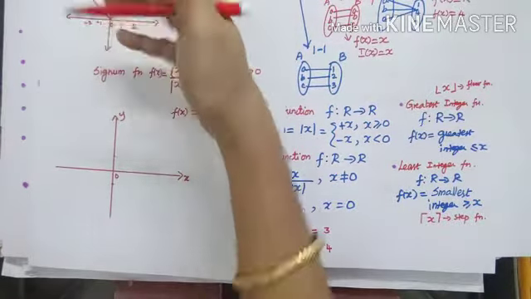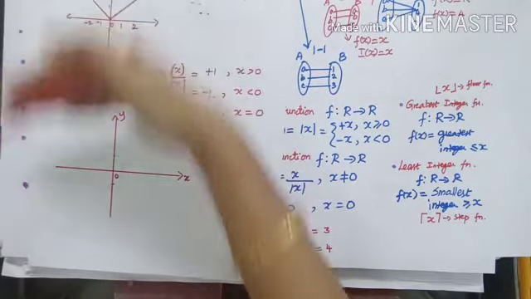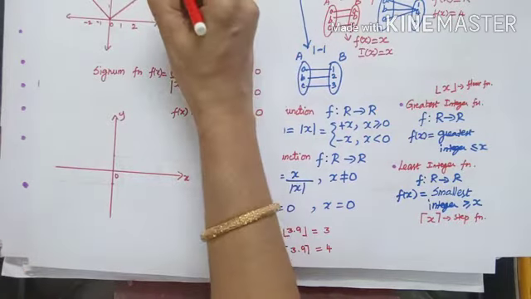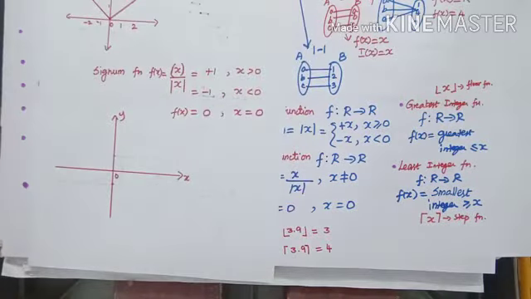So modulus is always in the first and second quadrant, here only. It will not come down. Y is not negative at all. So y we call mod x, and my answer is always positive.